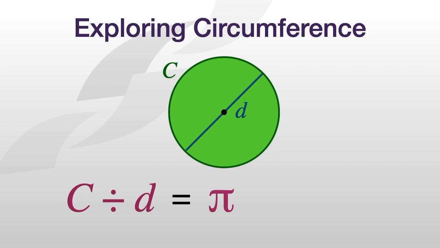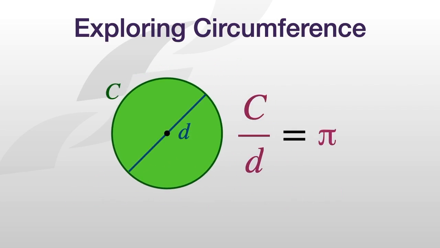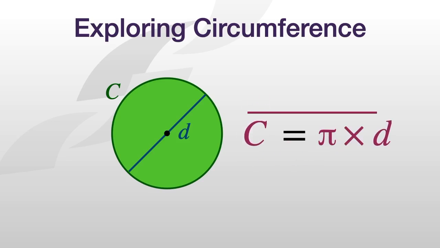So pi is the number we get whenever we divide the circumference of any circle by its diameter. For this video, we'll use a value of 3.14 when doing calculations. We can also represent the relationship using a fraction, and then by multiplying both sides of the equation by d, we get the formula that circumference is equal to pi times the diameter.